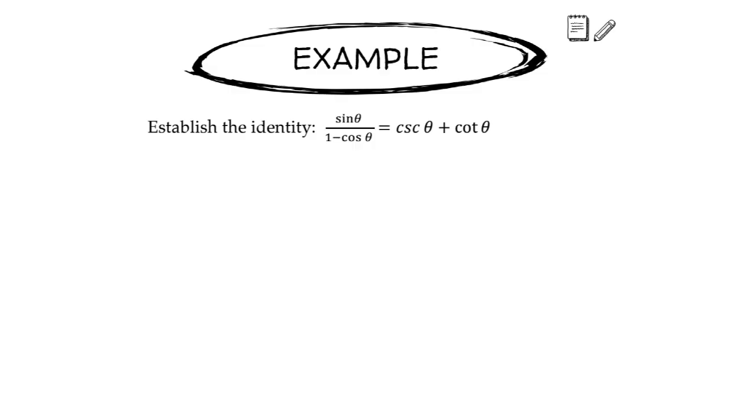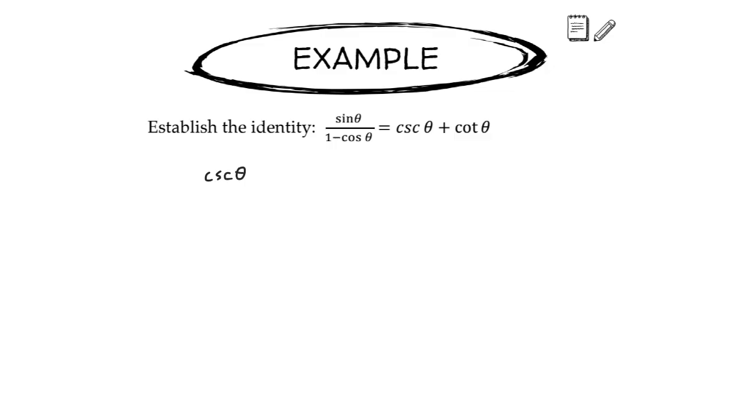In this example, I wish to establish that sine theta divided by 1 minus cosine theta is equal to cosecant plus cotangent of theta. So here I think we could probably debate which side is more complicated. The right side's a bit more complicated because it doesn't have simple sines and cosines, whereas the left side is a bit more complicated because it has this fraction. So when this is the case, you might just pick a side and get moving.